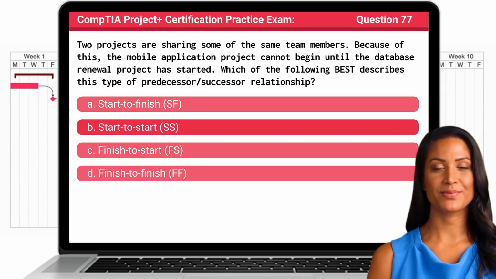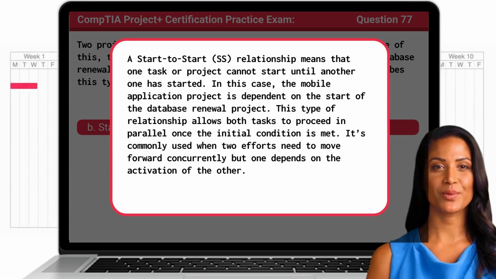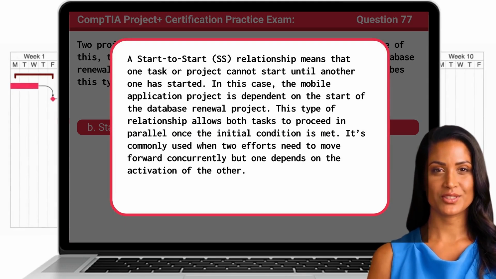The answer is B. Start to start. A start-to-start relationship means that one task or project cannot start until another one has started. In this case, the mobile application project is dependent on the start of the database renewal project. This type of relationship allows both tasks to proceed in parallel once the initial condition is met. It's commonly used when two efforts need to move forward concurrently, but one depends on the activation of the other.